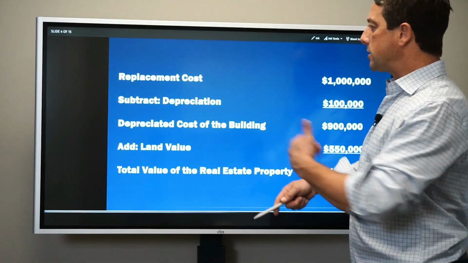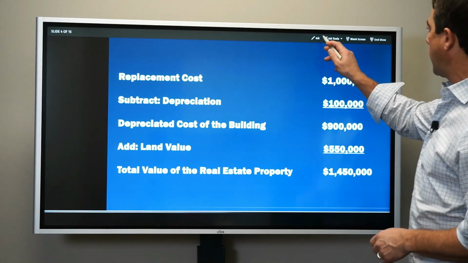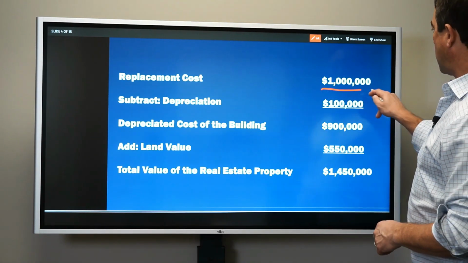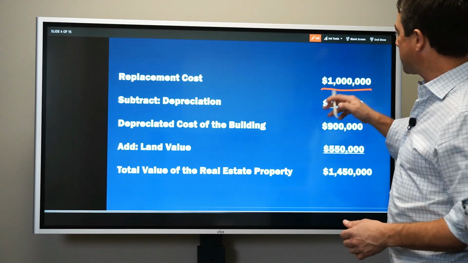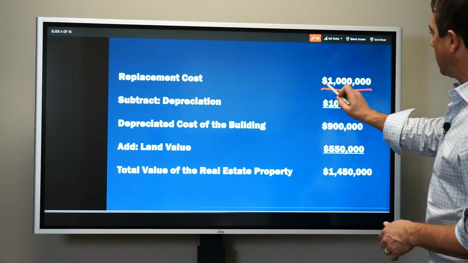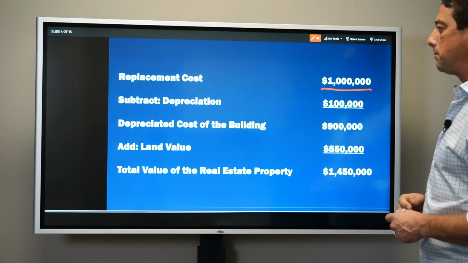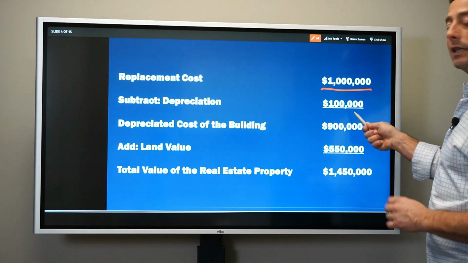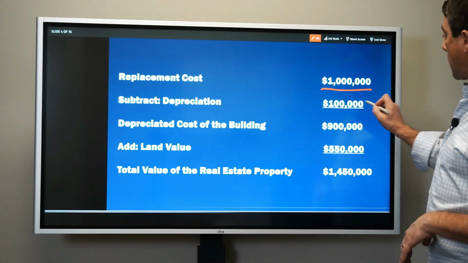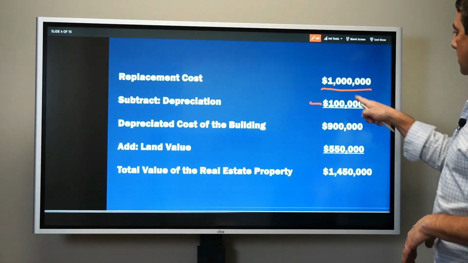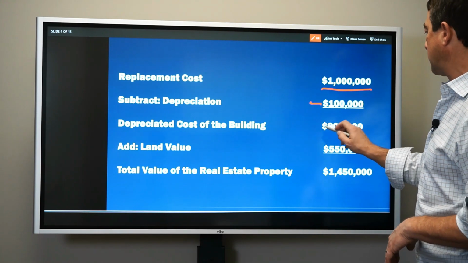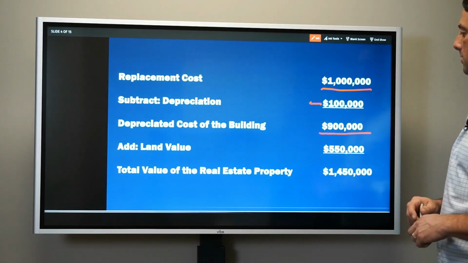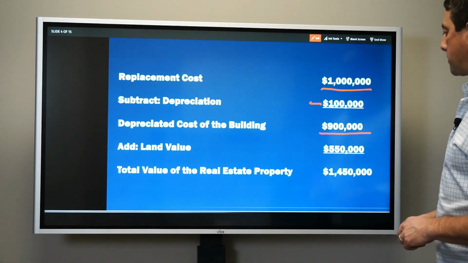All right, so here's an example using replacement cost. We have a $1 million replacement cost here. So we're going to say that if we rebuilt your building, it would cost us $1 million. It's a little bit older, so we're going to subtract $100,000 from the million to give us the depreciated cost of the building, equaling $900,000. That's bringing it back for depreciation.